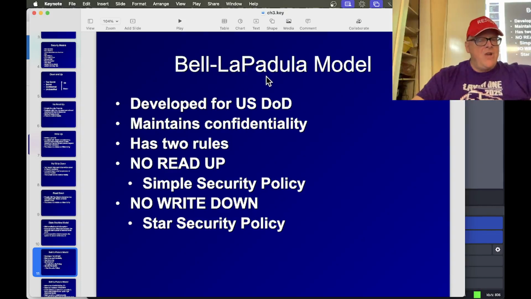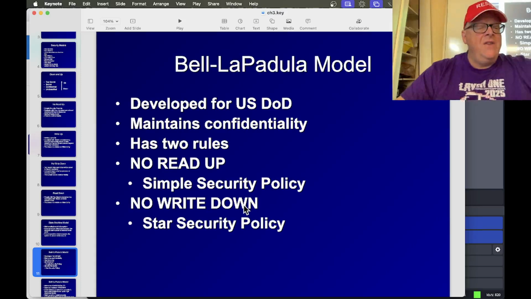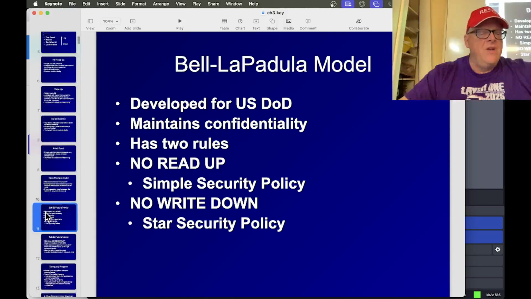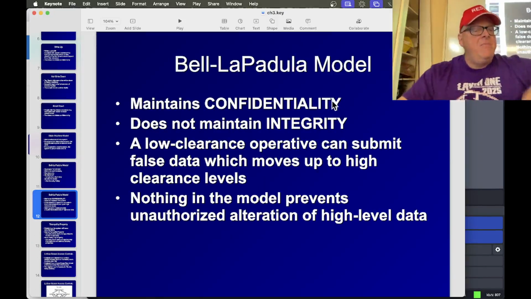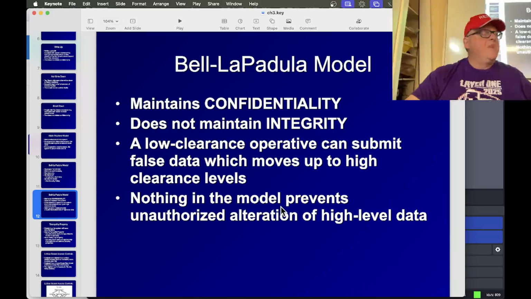So the Bell-LaPadula model was developed for the Department of Defense, and it maintained confidentiality, which is all people thought about at that time for security. There's two rules, no read up and no write down. So the low privileged people cannot read the high privileged data, and the high privileged data cannot be moved down to a lower level without a formal process of lowering its classification. All right, so that maintains confidentiality, but it does not maintain integrity. Low privileged operatives can end up putting data that ends up high, and nothing prevents that. So when actually implemented in a computer system, this did not achieve the goal of security.